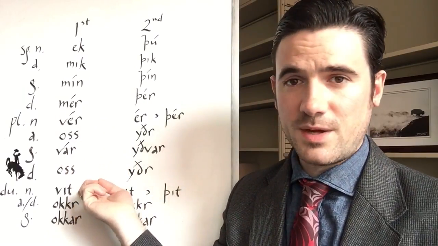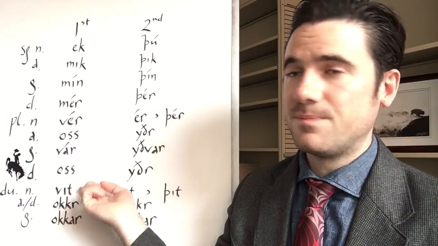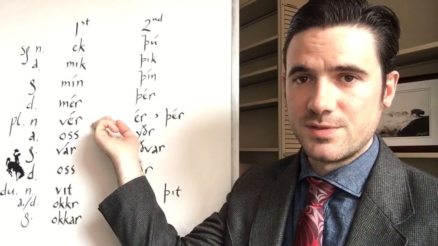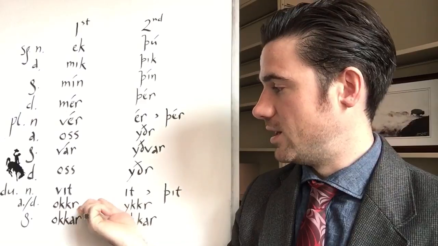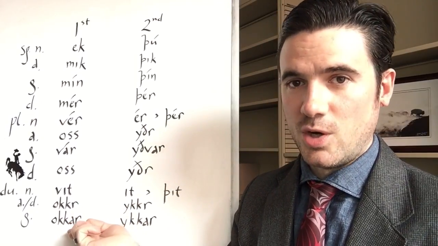So if I'm just talking about me and one other person, you know, we are going, then I would say wit. But if I'm talking about multiple people beyond two, then it's ver. And then similarly, us for two people, okkar, and our two, okkar.